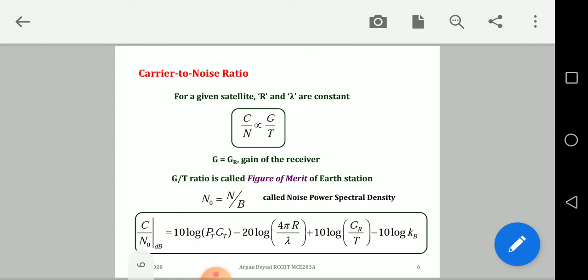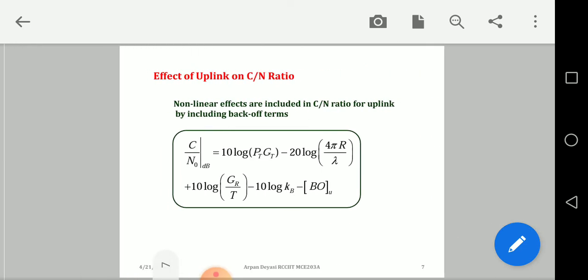If GR is replaced by G, that means the gain of the receiver, then C/N is proportional to G by T. This G by T is called the figure of merit, or the quality factor of the receiver. So carrier signal to noise ratio is most important because it determines the quality of the receiver. If you replace N by N0, that means the noise power spectral density, then C by N0 you will get as a function of EIRP we have discussed earlier, function of R and lambda, function of G by T, and a constant factor.